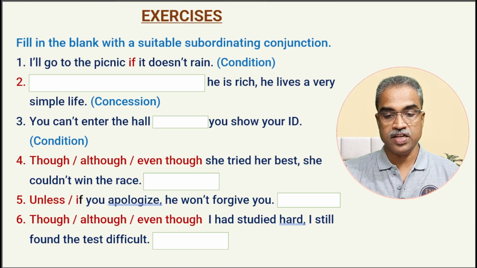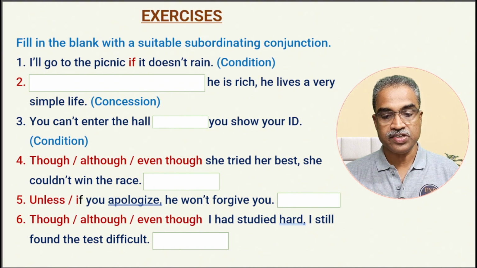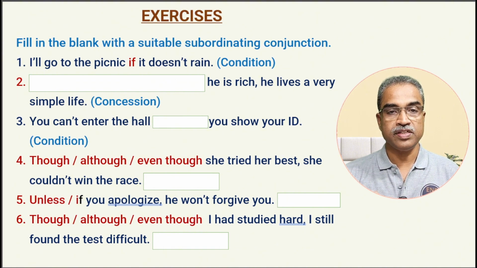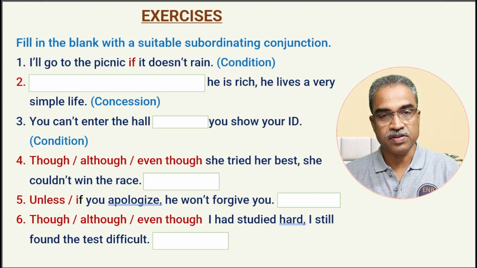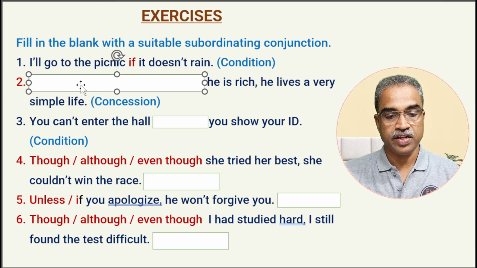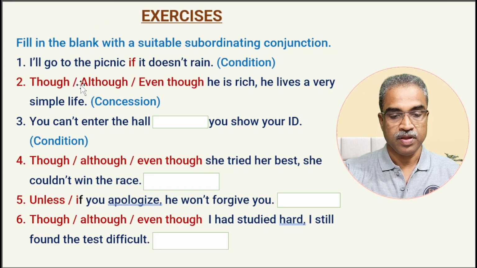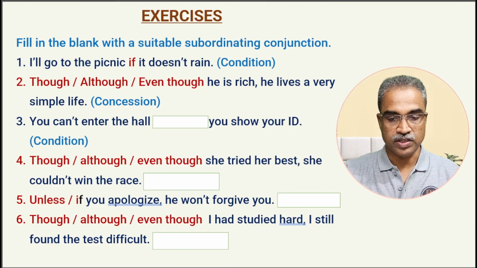Second one: dash he is rich, he lives a very simple life. Concession. Remember, he is rich, so he can afford to live a luxurious life. But here it says, dash he is rich, he lives a very simple life. There is a contrast. He is rich, but he lives or leads a simple life. So what should be the subordinating conjunction? There are three: though, although, even though. Any of these could fit in.